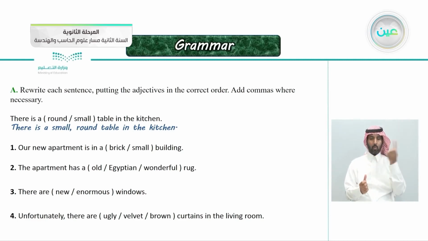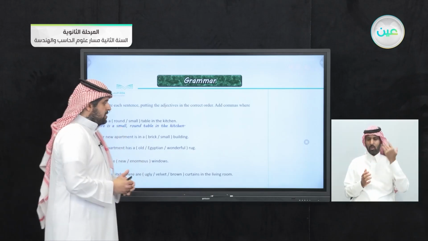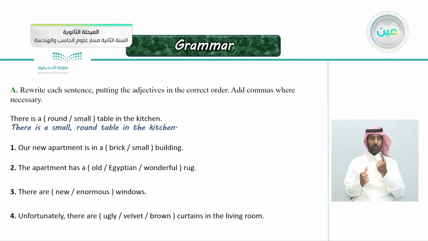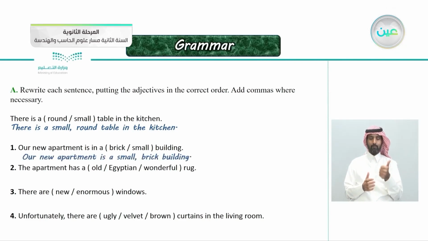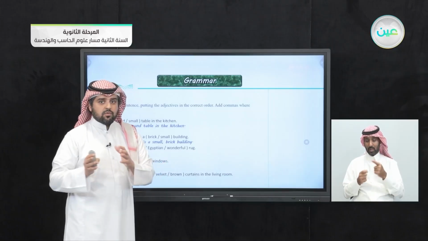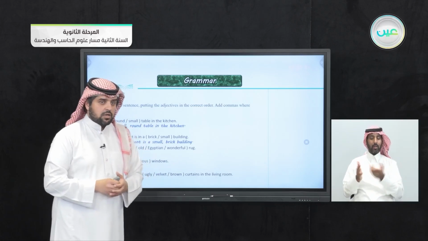So number 1, our new apartment is in a small brick building. Brick is material. Small, this is shape or size. So remember the correct order. The correct answer for number 1 is, yes, that's correct. Our new apartment is in a small brick building. So we begin with the size and then we go to the material.